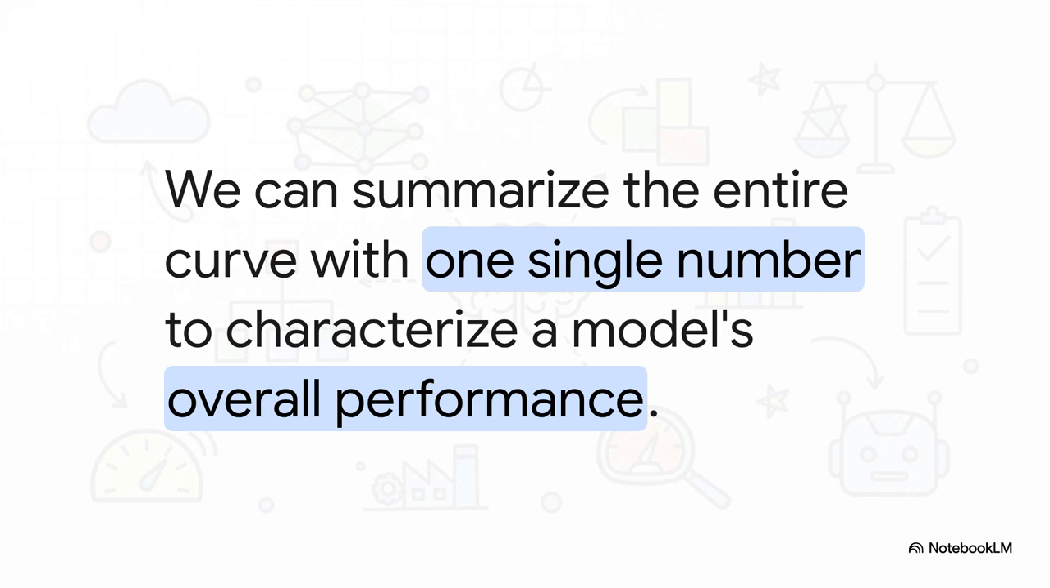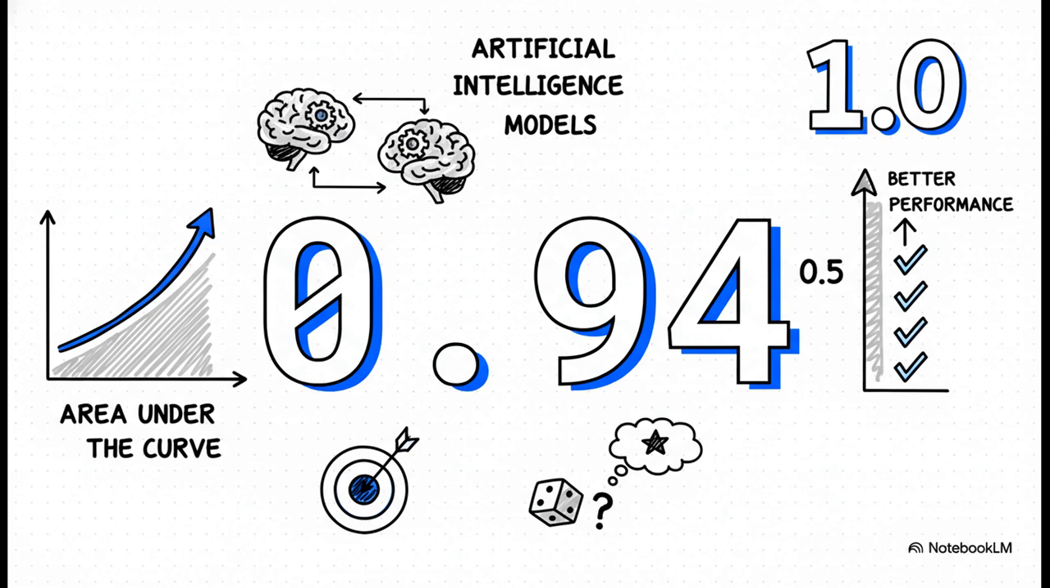Now, comparing a bunch of different curves can still be a little messy. Wouldn't it be great if we could just boil down the entire performance of each model into one simple, easy-to-compare number? Well, we can. We use a metric called the area under the curve, or AUC. It's exactly what it sounds like. It measures the total area underneath that ROC curve. A perfect model gets a score of 1.0. A random guess gets a 0.5. So the higher the AUC, the better the model is at its job overall.